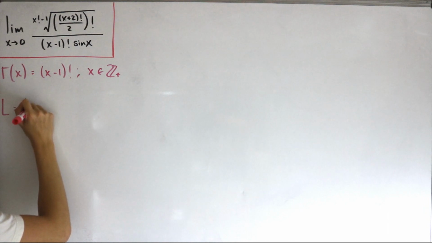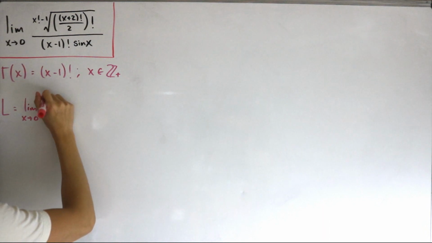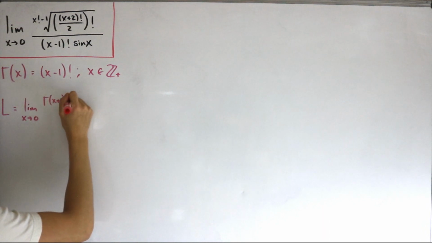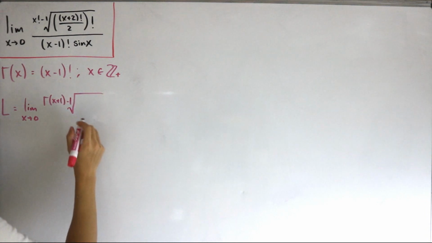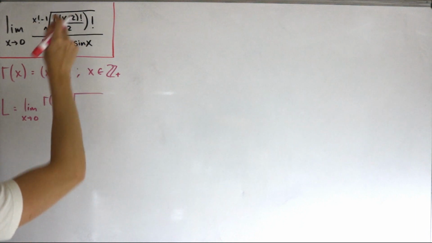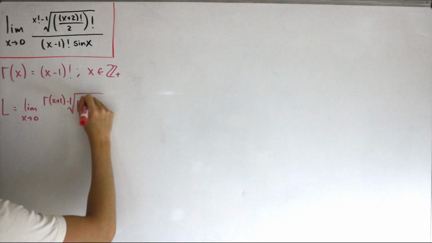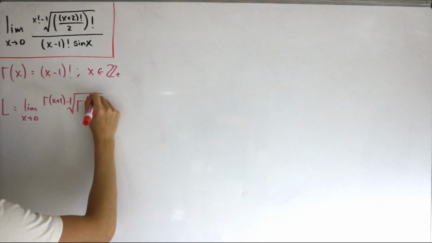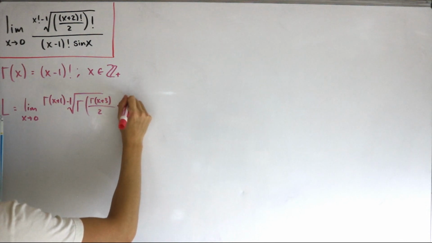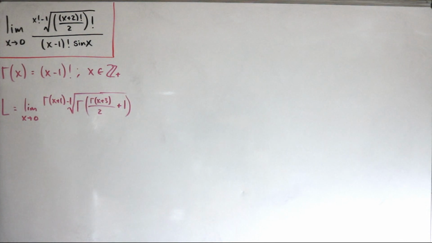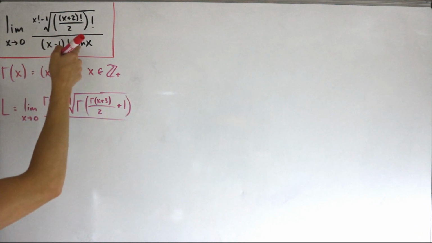So what we have now is the limit as x approaches 0. We replace x factorial, so that gives us gamma of x plus 1, then subtract 1. That's, of course, under the radical. Then we can simplify this here: a quantity factorial, and inside that factorial quantity we have another factorial. If we put in the right inputs, we have gamma of (x plus 3) divided by 2, then add 1, and that encloses that. Now under the denominator we have (x minus 1) factorial, and then sine of x.